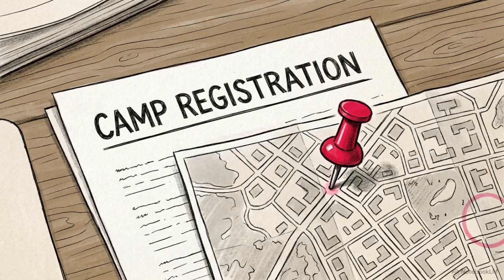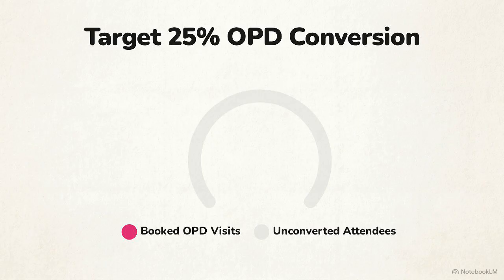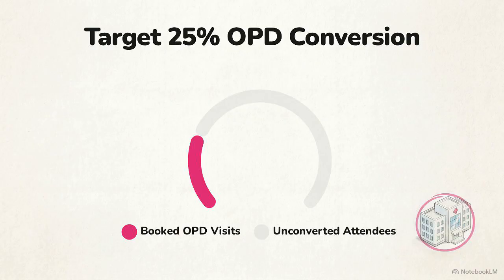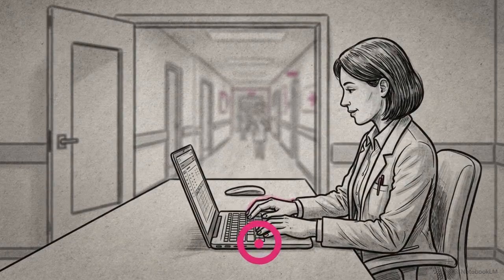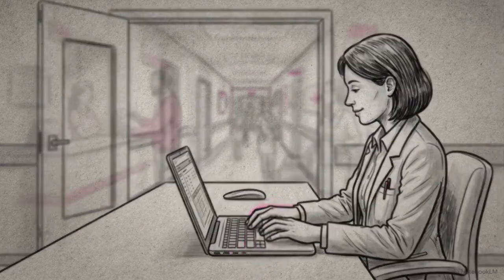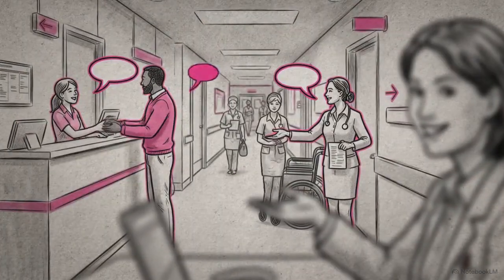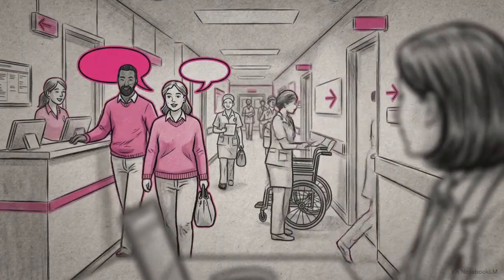Your next move is to design your mandatory registration card today and lock in a local venue. Set a strict key performance indicator for that event. Aim to convert at least 25% of your attendees into booked OPD visits. Tracking conversions is the only dividing line between an event that drains your resources and a system that consistently adds new patients to your registry.